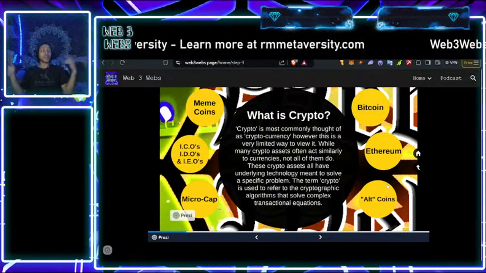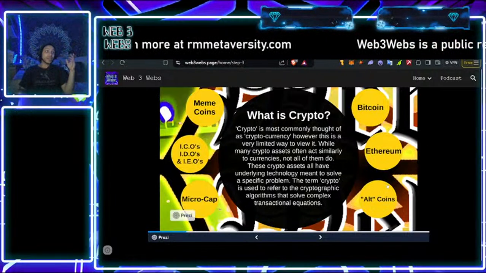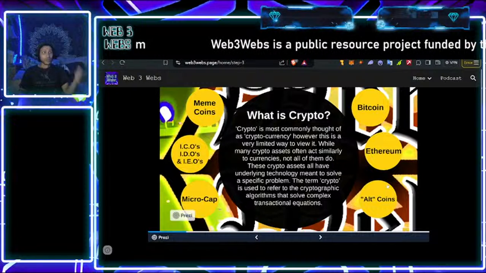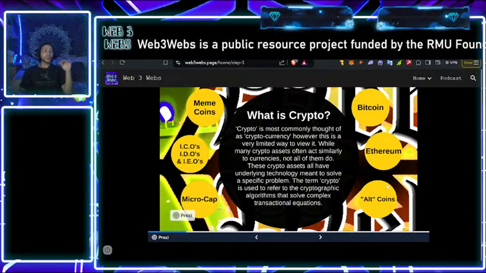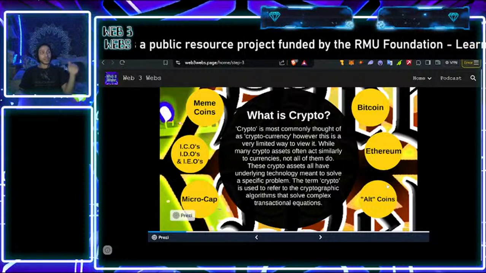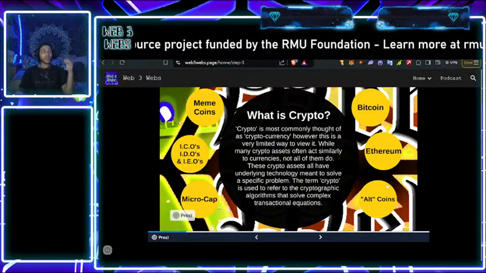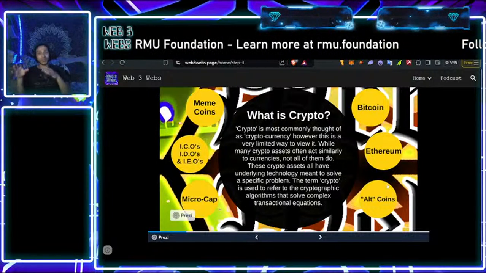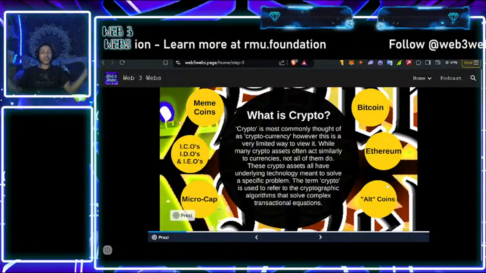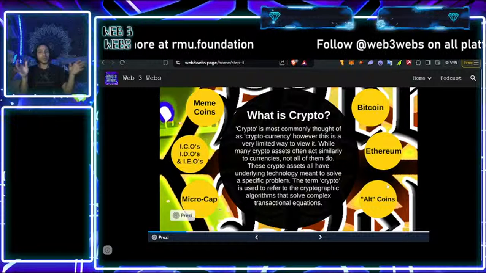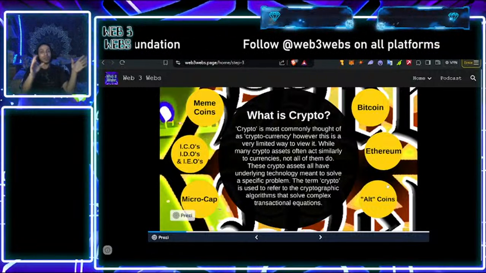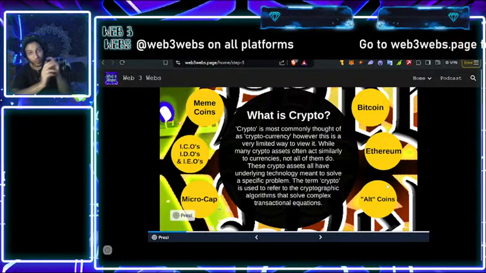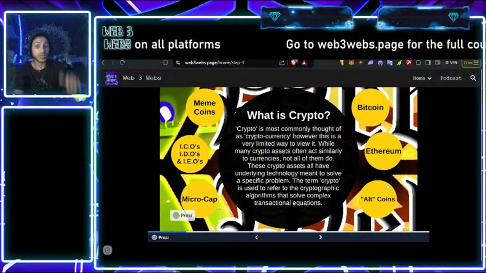Crypto is commonly thought of as cryptocurrency. However, this is a very limited way to view it. While many crypto assets often act similarly to currencies, not all of them do. And these crypto assets all have underlying technology meant to solve a specific problem. The term crypto is used to refer to the cryptographic algorithms that solve complex transactional equations, right? It's not like the whole thing is just crypto. That's kind of what people think. Crypto is this funny meme boring thing, NFTs, right? No, crypto is actually referring to that cryptography, which was a vocabulary term, I believe, in the last presentation.